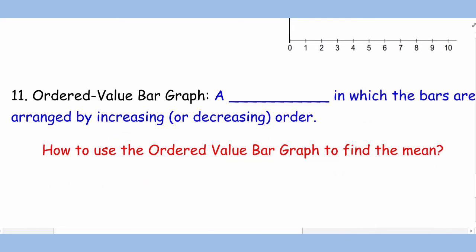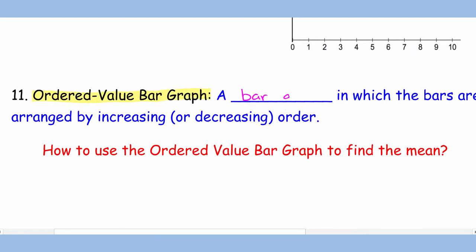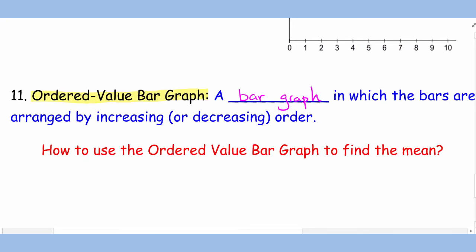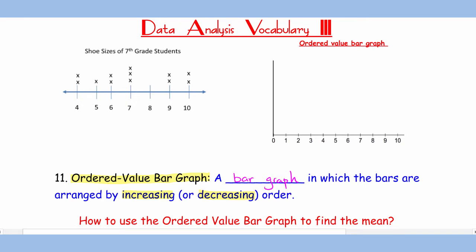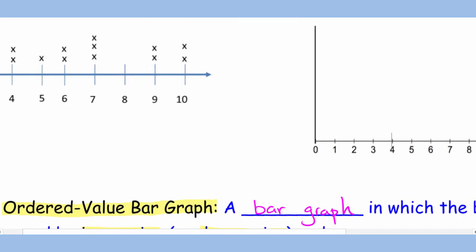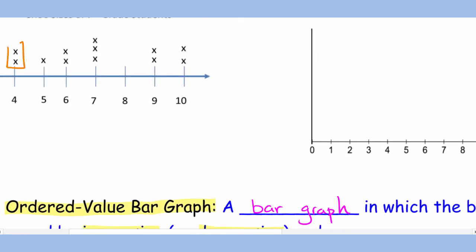In this slide, we will go over the word order value bar graph. It is a bar graph in which the bars are arranged in increasing or decreasing order. In this 7th grade shoe size example, we are given a line plot of the data. To turn this into an order value bar graph, we will begin with the smallest or the largest value on the list. For this example, let's begin with the smallest value, which is 4.